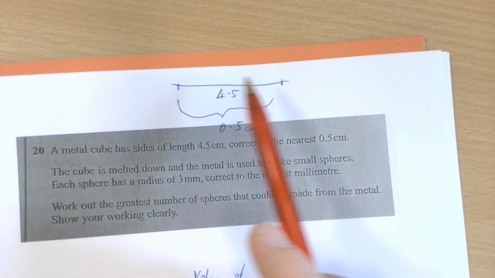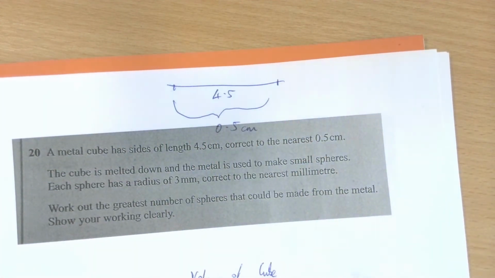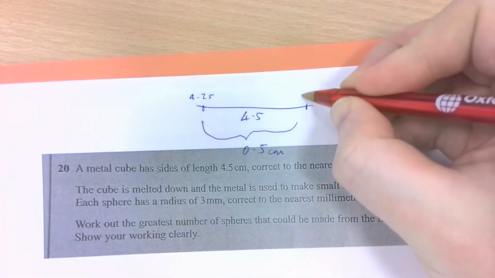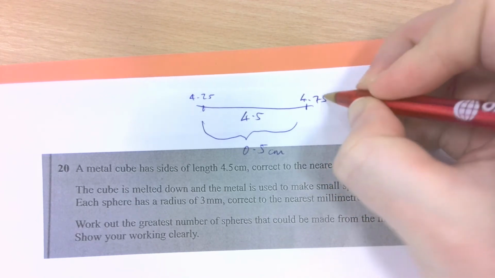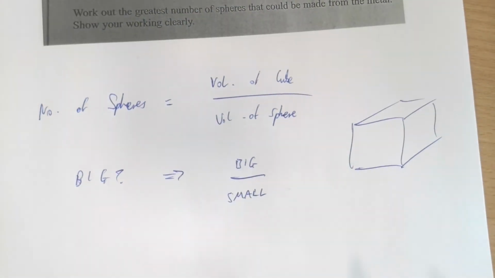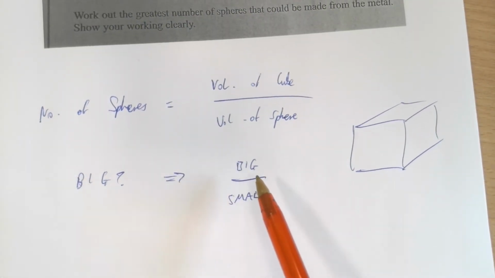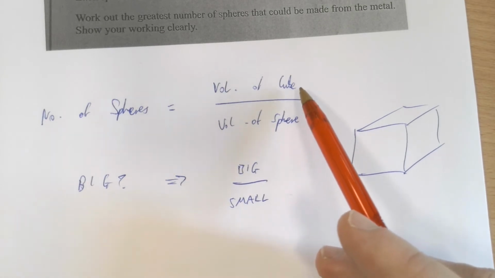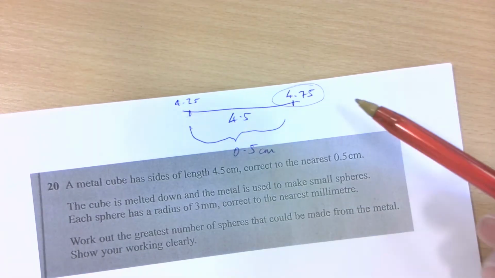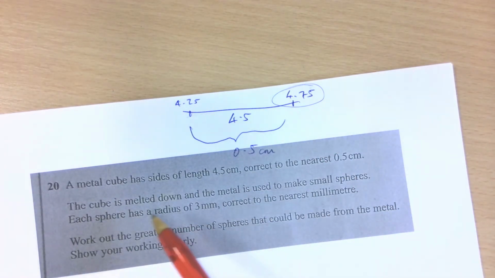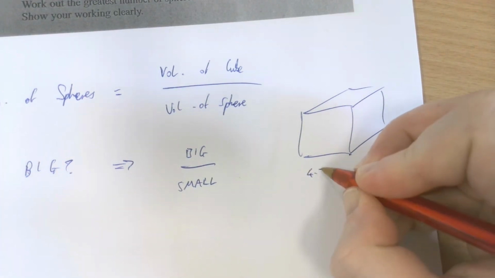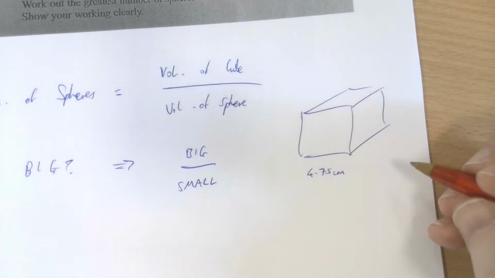So, what are the limits of that range around 4.5? Assuming even distribution, that's between 4.25 and 4.75. Which one of those values am I going to use? Well, I wanted the numerator of this fraction to be big, i.e. the volume of the cube to be big. So I have to use, for this question, the largest possible value of the side lengths of this cube. Effectively, I'm going to consider this as a 4.75 centimeter cube.